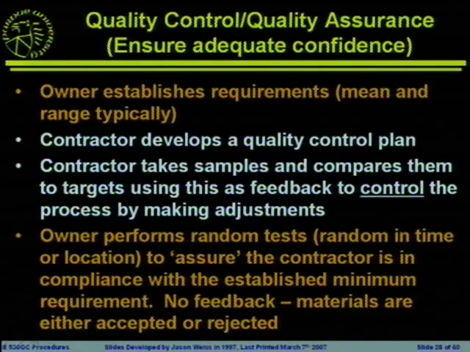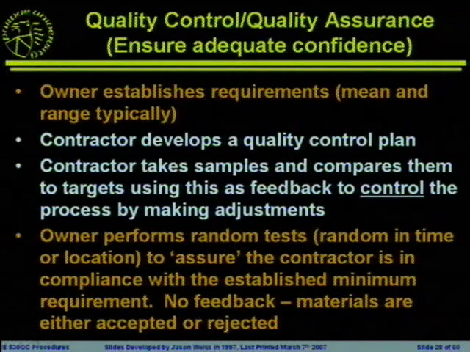The big differences here are, when we're starting to talk about quality assurance, the owner is going to establish the requirements that they want. And this is typically a mean and a range. So they're going to say we want 3,000 psi concrete with a standard deviation of 300 psi. They've established the level of quality that they want. They've said what the mean is going to be. They've said what the range is going to be. They've said this is really the performance, or these are the properties that we want from that particular concrete. In an ideal world, the contractor is then going to go ahead and develop a quality control plan.